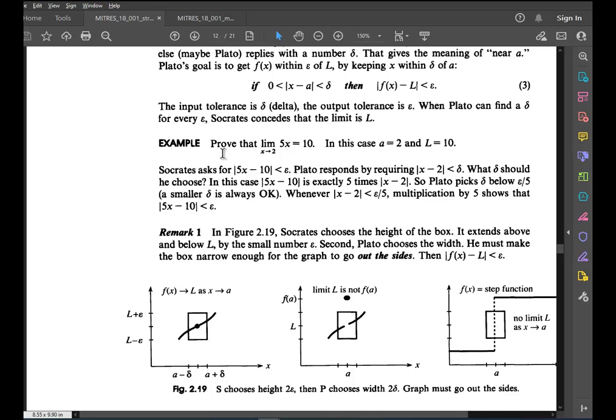Okay, here's the process of proving limits. We'll go through this and prove that the limit as x goes to 2 of 5x equals 10. So in this case, a equals 2 and L equals 10. Now certainly you can recognize this as a straight line. Let's go ahead and draw a picture and see what this looks like.